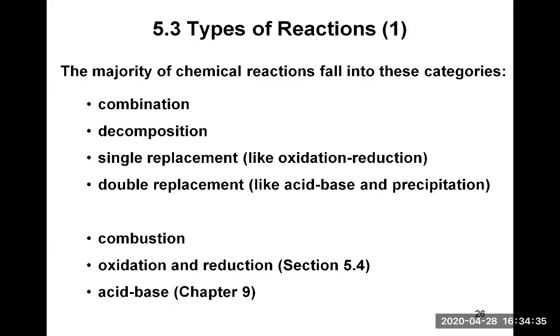Then we will learn about combustion reactions, which are a subtype of oxidation-reductions, and this will be covered in section 5.4. And we'll learn about acid-base reactions in chapter 9. But you have to realize that acid-base reactions and precipitation reactions, for example, are double replacement reactions. And we will also see that oxidation-reduction reactions are typically single replacement reactions, among others. So let's go over those first four types: combination, decomposition, single replacement, and double replacement.